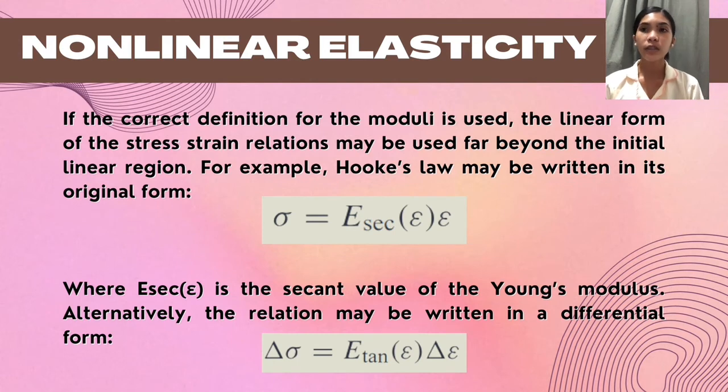So, if the correct definition for the moduli is used, the linear form of the stress-strain relations may be used far beyond the initial linear region. For example, Hooke's law may be written in its original form, like what we see on the screen. The sigma notation, or stress, is equal to E second epsilon times epsilon, where E second epsilon is the second value of the Young's modulus. Alternatively, the relation may be written in a differential form, like what we see here on the screen. So, we have derived our formula from earlier.